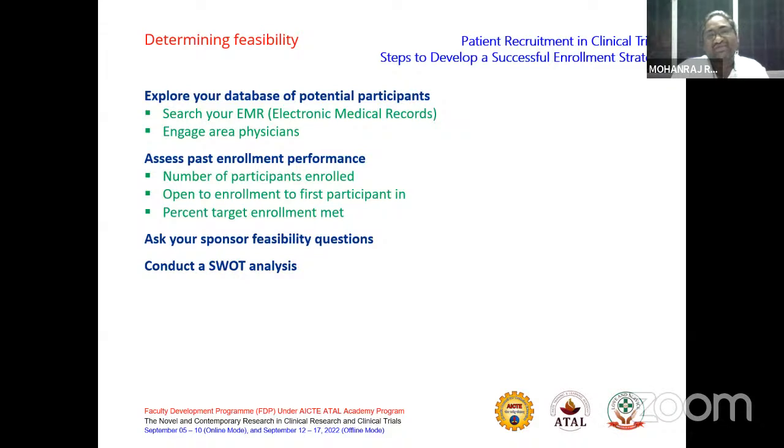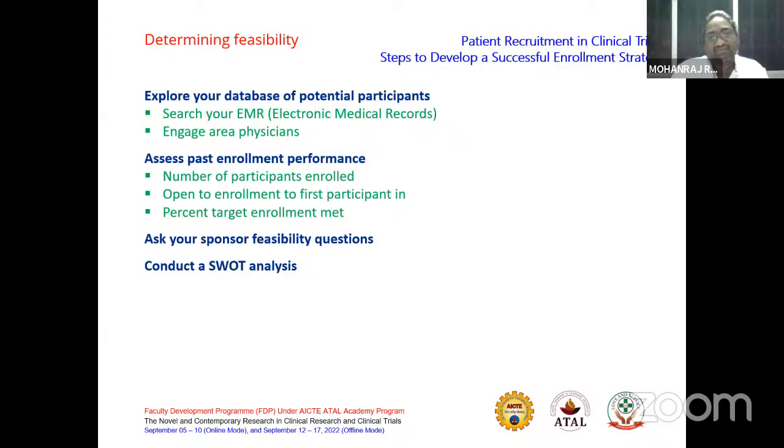So the very first thing is, whatever facts, evidence, or data are available, we have to explore those databases to find the earlier, previous, or present potential participants. And number two, to perform this activity, we must have a very good rapport, or we must not have any gaps. So they have to be filled. For bridging those gaps for the particular research, the area physicians have to be engaged a lot.